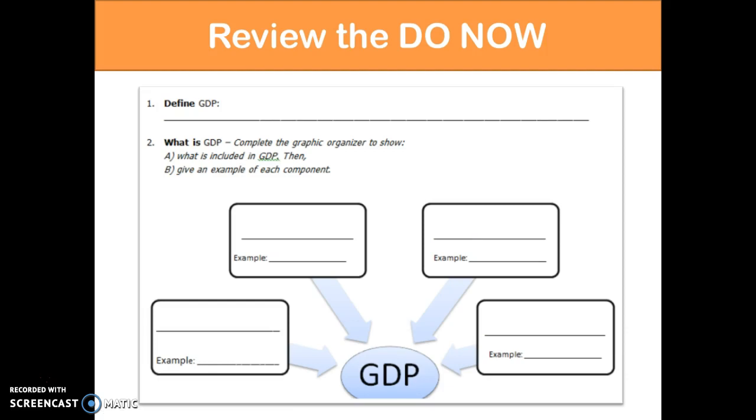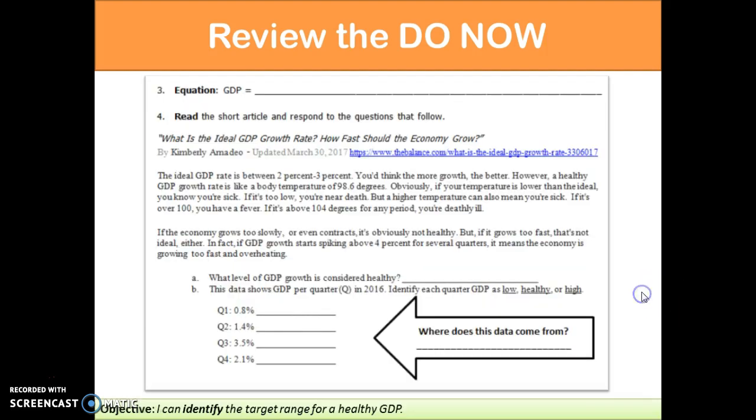It could be a new aircraft, it could be paper for a government office, could be a vehicle that they purchase for government use. The last thing is net exports, and that's going to be your exports minus your imports. So anything that is traded, so anything that is sold to other countries and anything that is bought from other countries. Think about selling soybeans to China and buying cars from, say, Japan. All of that would be included in net exports.